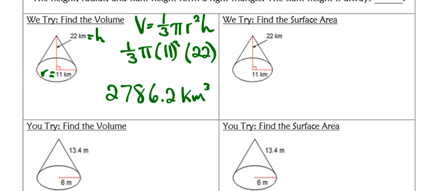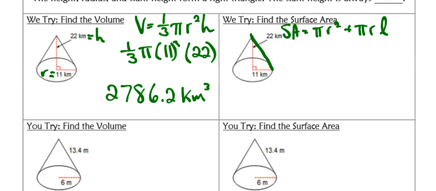So now for surface area, we're going to need to do a little bit more work. So we know we want to use surface area, pi r squared plus pi r L. So we still have the radius, but we don't have the L right now. We have to find that. We're going to have to find that slant height.